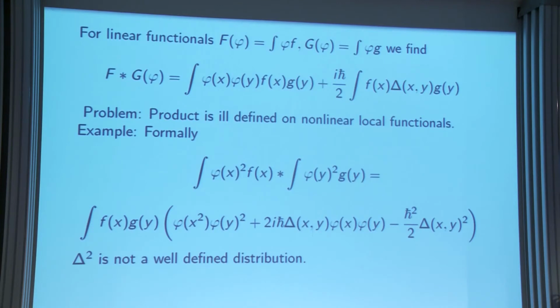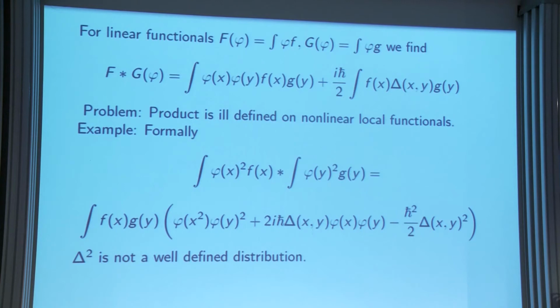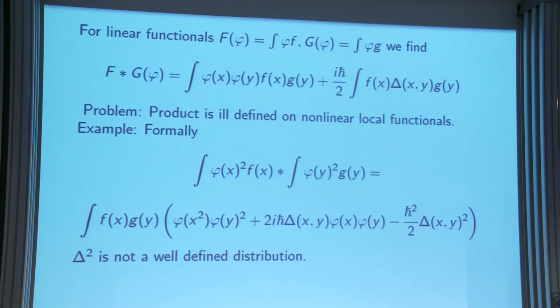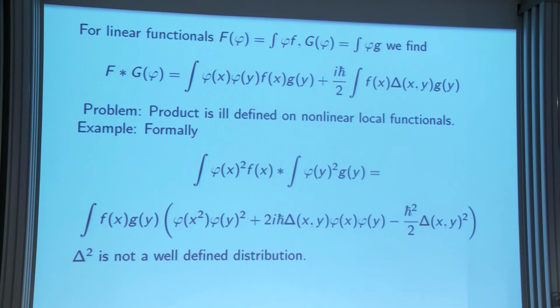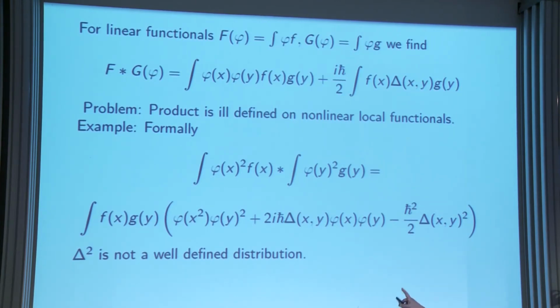The bad feature is that if you want to extend this product from the linear functionals to nonlinear local functionals, then you get problems. Namely, let me discuss it in the simplest case of phi squared. So phi squared integrated with a test density f is a well-defined functional. It's also differentiable. Everything is fine. But when you apply this formula, you get three terms. The terms without derivatives is just the classical product. Then you get the term with one derivative, which is okay.